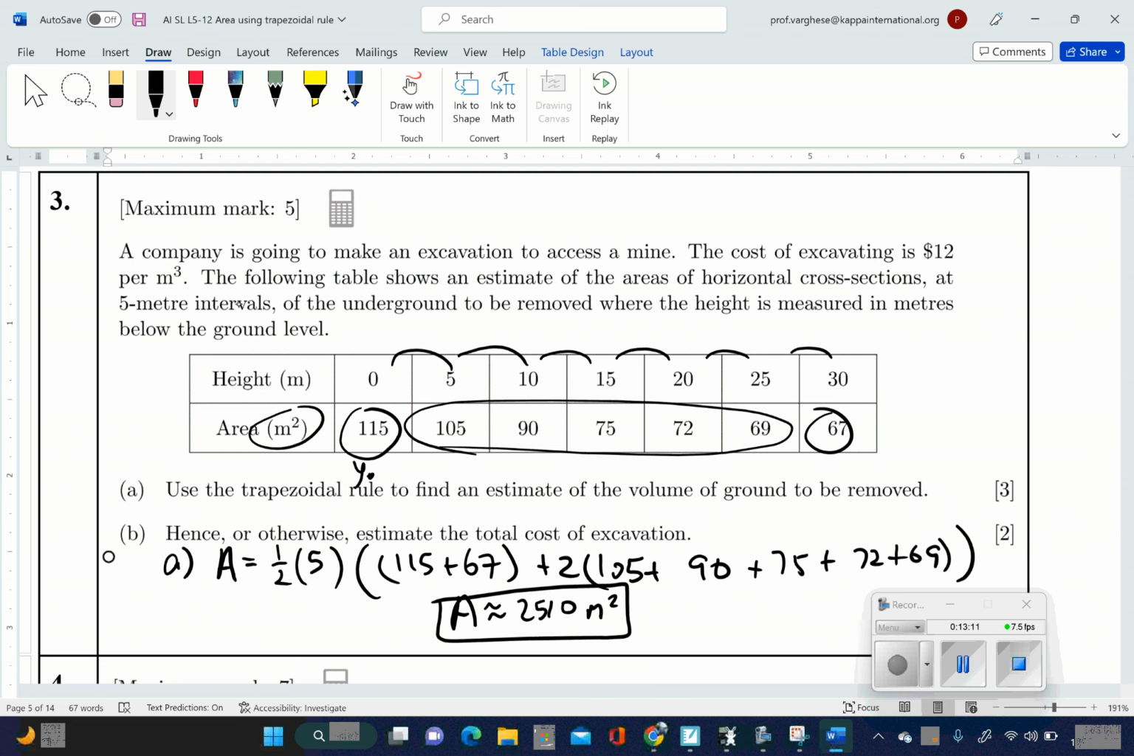For part B, we're looking for the total cost of excavation. So it's going to be 2510, which is what we just figured out for part A. We are going to take that number and multiply it by 12, because the cost of excavating is $12 per meters cubed. So we're going to do 2510 times 12. If I plug it into my calculator, I get $30,120. $30,120 is my answer for part B.